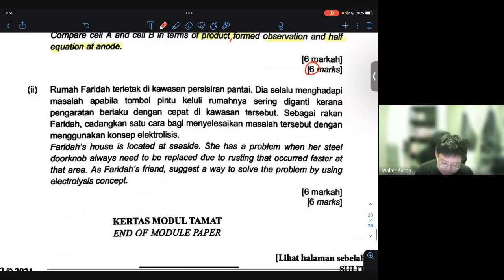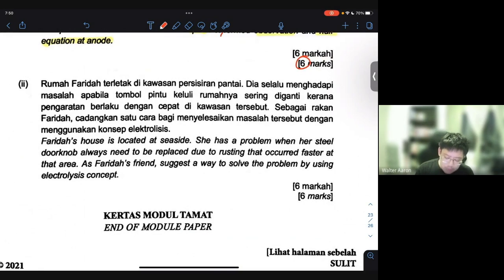Okay, last question. Farida's house is located at the seaside. So she has a problem when the steel doorknob always needs to be replaced because it is always rusting. It makes a lot of sense because if you're near the ocean, you'll have water from the sea, which is salty, right? So you'll cause an accelerated form of corrosion, and the doorknob will always be rusty.